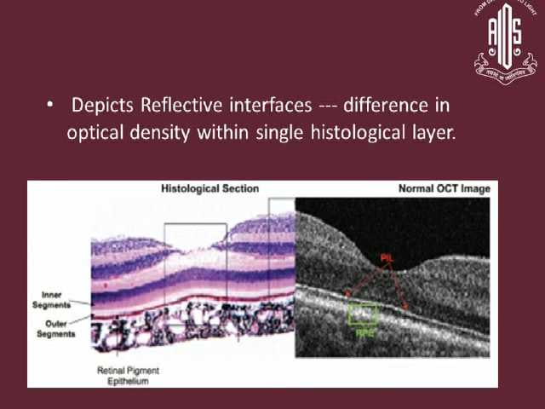Though we say that OCT is an in vivo optical biopsy, it looks like a histological section. Because it depicts reflective interfaces, we can see a layer within a single histological layer. Like the outer segment of a photoreceptor has densely packed discs compared to the inner segment. So at the junction there is a change in reflectivity. That appears as a specific high reflective band, which is also called the photoreceptor integrity layer or the inner segment outer segment layer. And this has to be kept in mind.